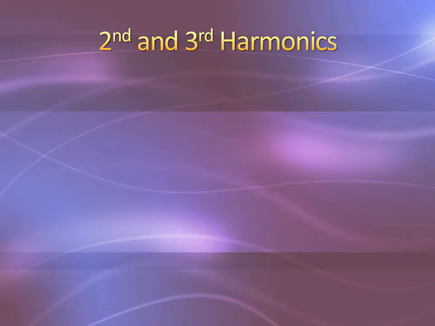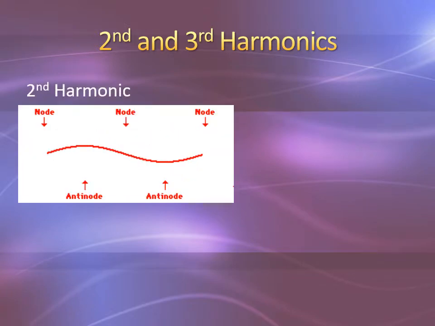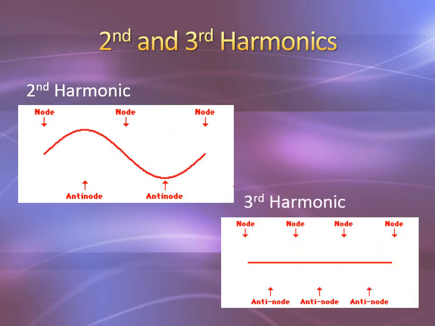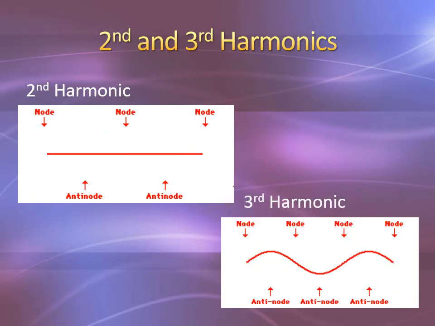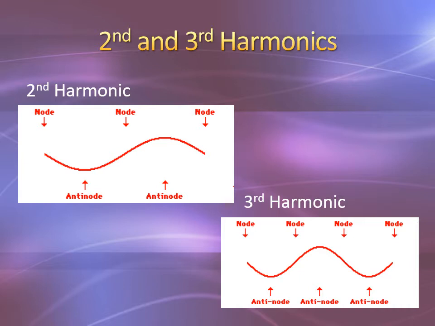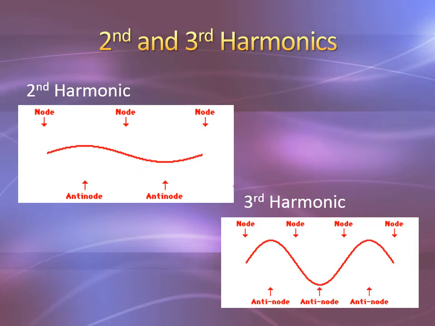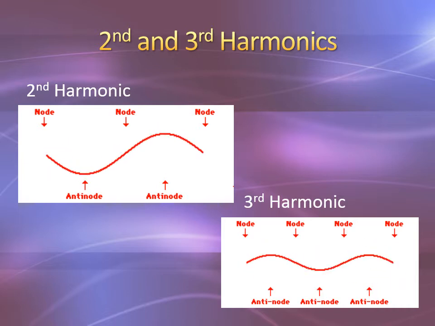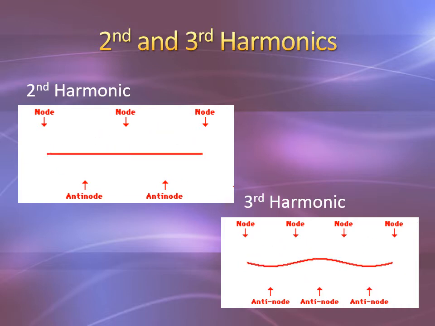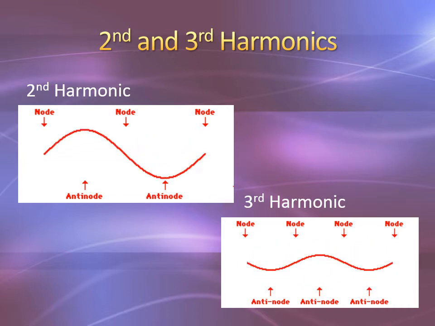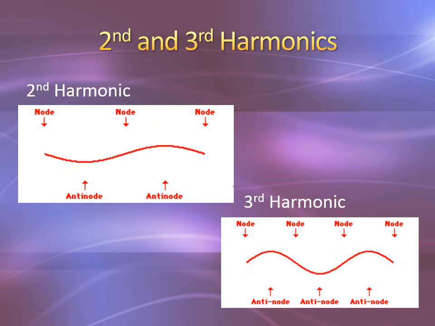Your second and third harmonics. Your second harmonic, the two ends are fixed, and you have two half wavelengths, so you have one full wavelength in your standing wave. Your third harmonic has three half wavelengths, or 1.5 wavelengths, in your standing wave. So again, if you play music, the second harmonic is the first overtone, the third harmonic is the second overtone, etc.